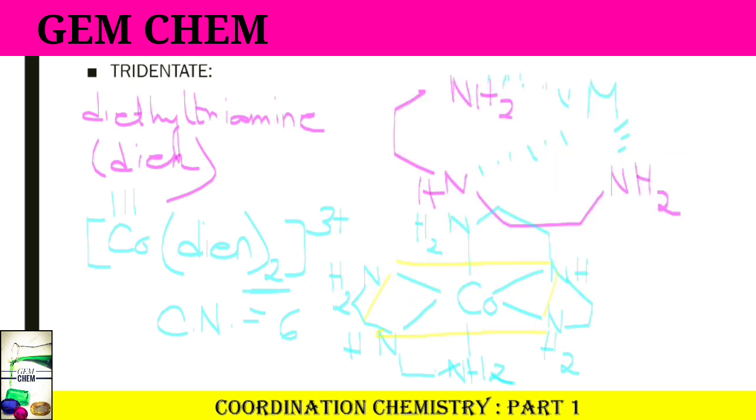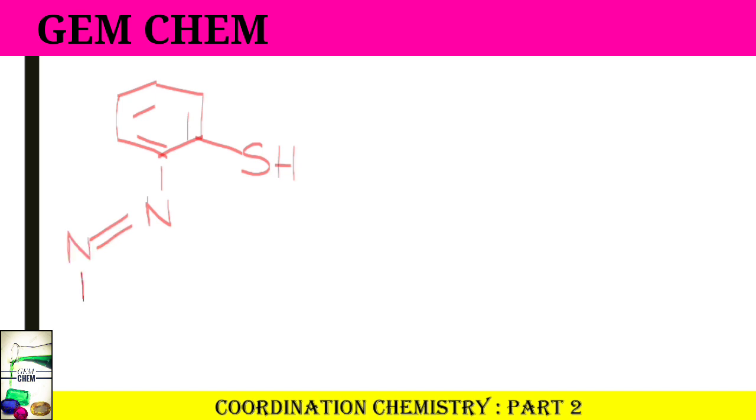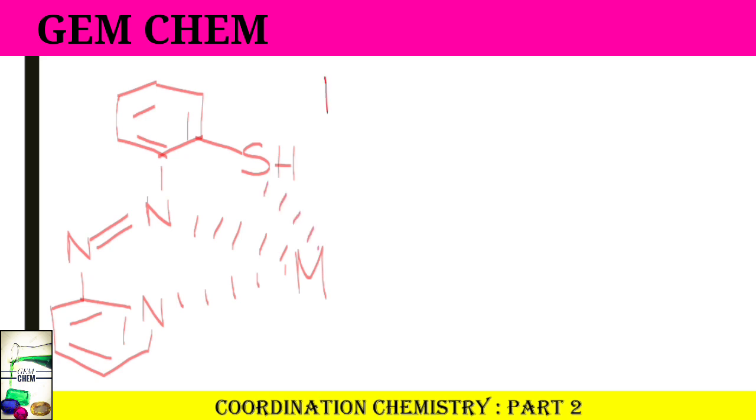Next ligand which we will talk about in tridentate ligand will be thiopap, substituted pap. So in this case we have the same phenyl ring, but in the phenyl ring we will have an SH group. Similarly we have an azo bond, and from the azo bond we are going to have a pyridine, right? Now the bonding will take place from nitrogen, from this azo bond nitrogen, and from this sulfur. This is known as thiopap.